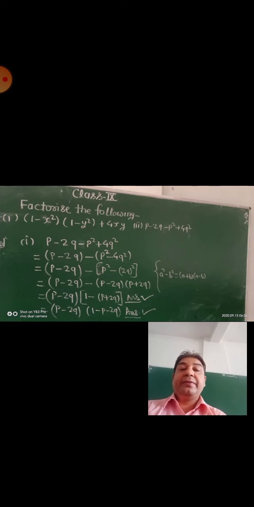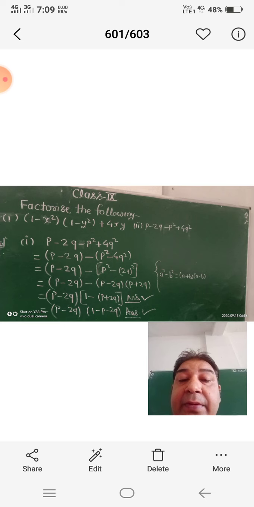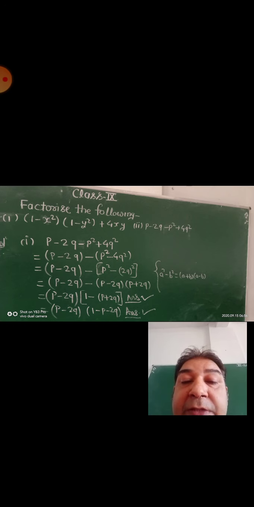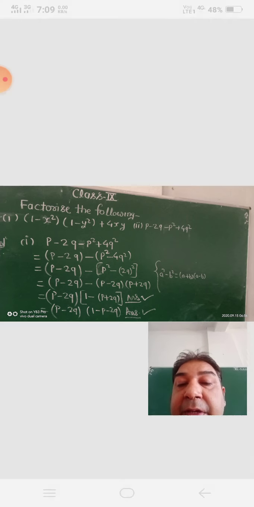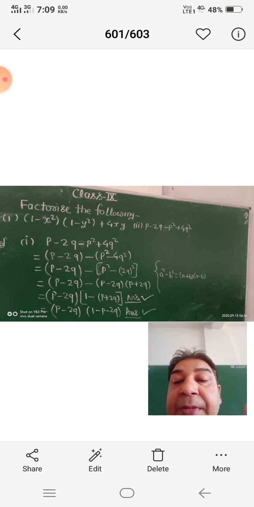Now the second part. Second part is given: p minus 2q minus p square plus 4q square. If there is a positive sign with p square, please put in your book the coefficient of p square as minus p square. Now it will be the incorrect form.